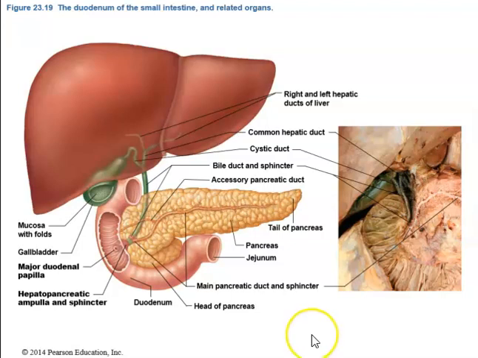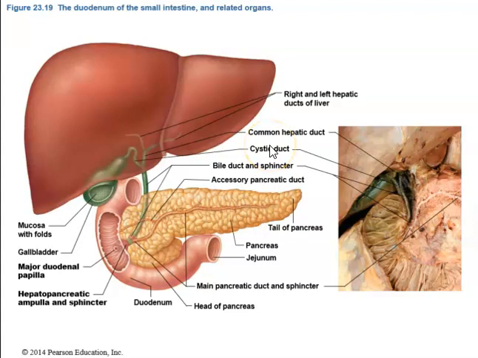So here we see a picture of the hepatobiliary tree, and I really wish I could show you guys this in the gross lab, because this is actually really cool. So first we have our ducts coming from the liver. We have a duct coming from the right lobe and one duct coming from the left lobe. They come together to form the common hepatic duct.